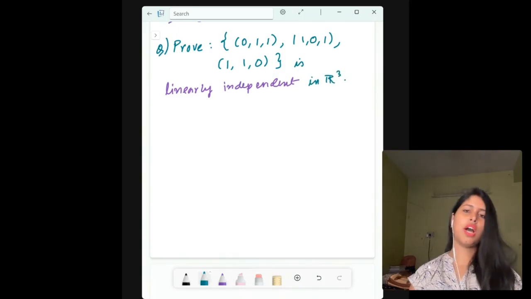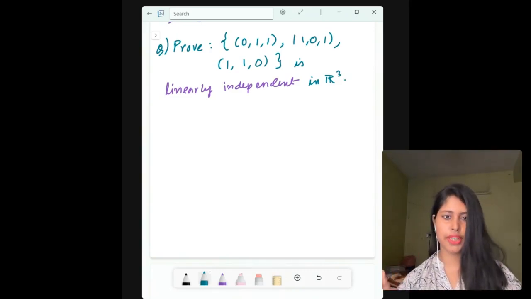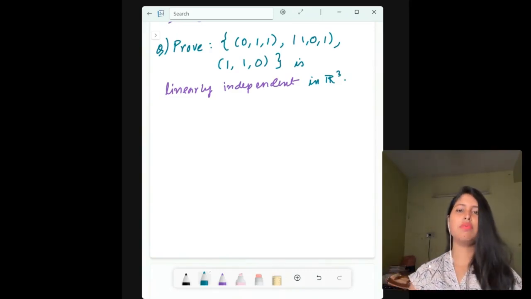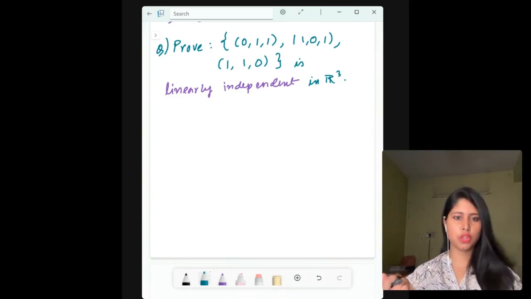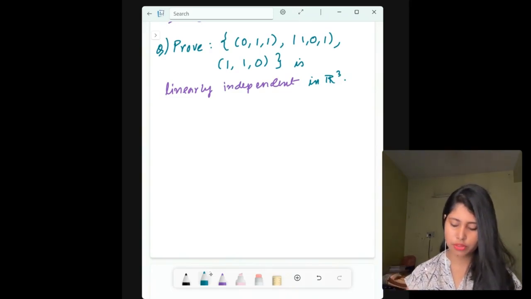Okay, now how do we do it? First, again, we need to show what is the condition for independent vectors. Then we will set up the equation, that is c1 alpha 1 plus c2 alpha 2 plus c3 alpha 3 is equal to the 0 vector. And we will show that c1 is equal to c2 is equal to c3, which is the only solution we get. And hence we can say that the set is linearly independent. All right, so let us solve this.